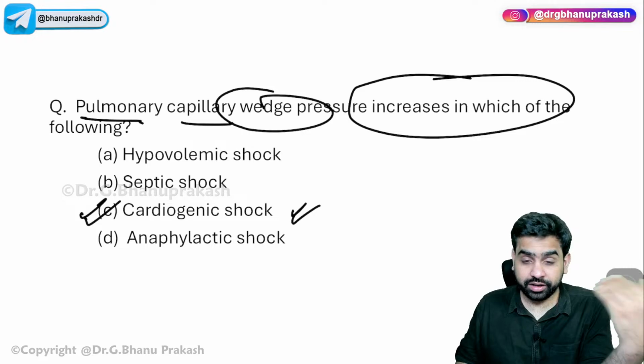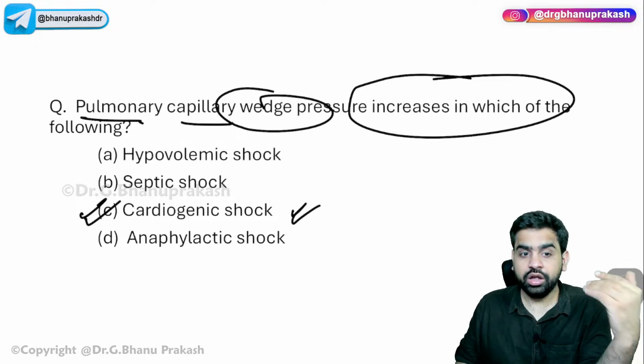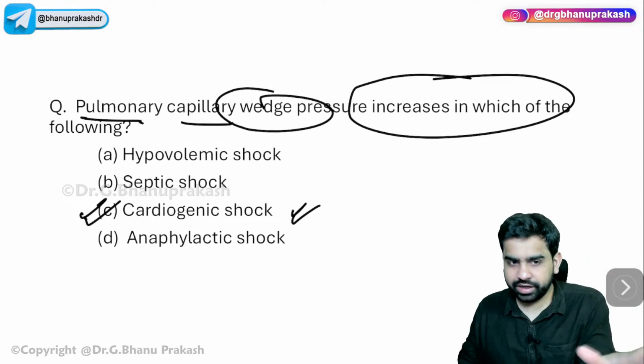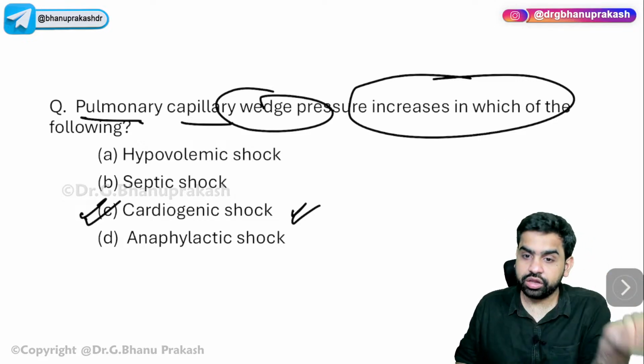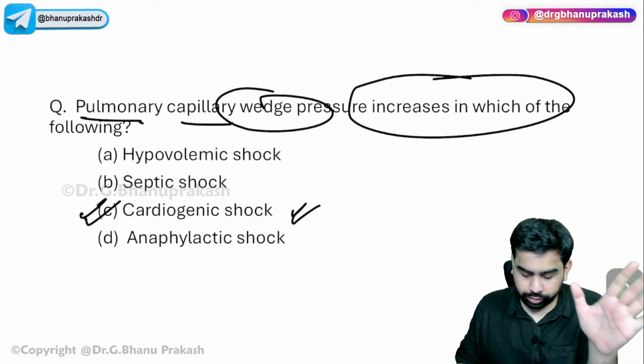It may also increase in the late stages of septic shock, but not in the first stage of septic shock. So please try to understand over here. It is basically increasing in cardiogenic shock. Here definitely the answer is cardiogenic shock, and in the last stage of septic shock, it behaves just like cardiogenic shock, so there also the pulmonary capillary wedge pressure may rise. I hope you have understood this point.